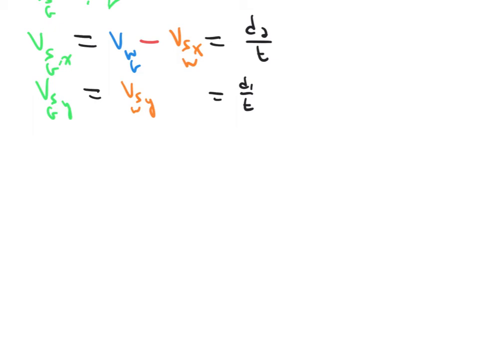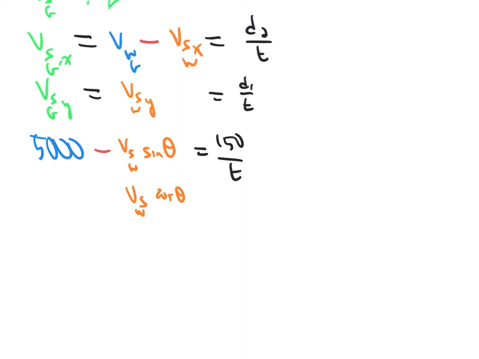So we're going to have 5,000 minus the thing we're looking for, the speed of the swimmer relative to the water, times the sine of the angle. And that's going to give us d2, which we know as well. d2 was 150 over t. And we're going to have that v sine over cosine theta is going to be 200 over t.